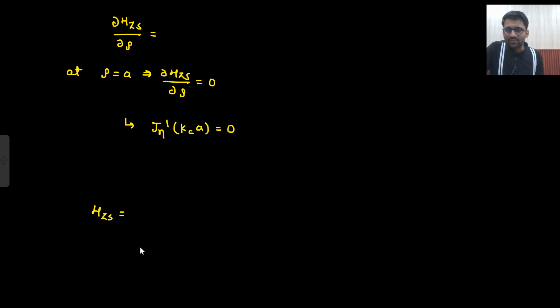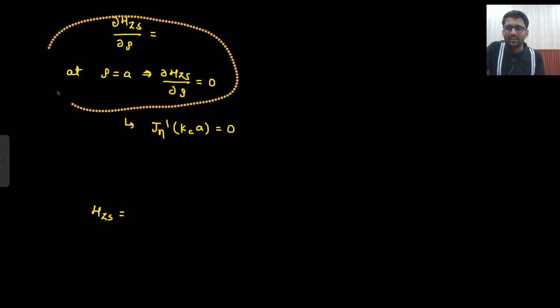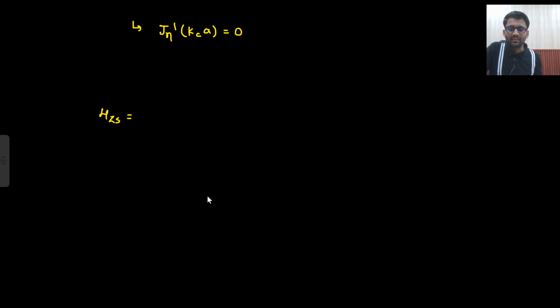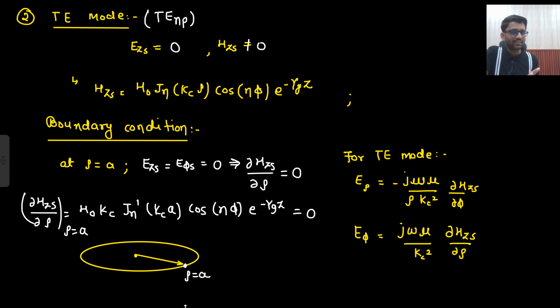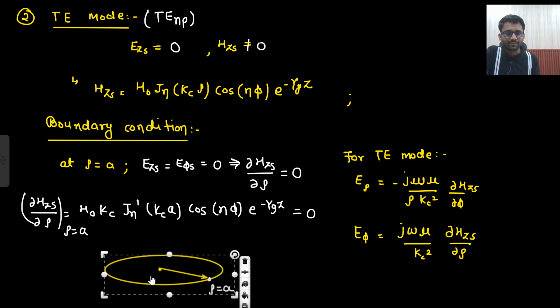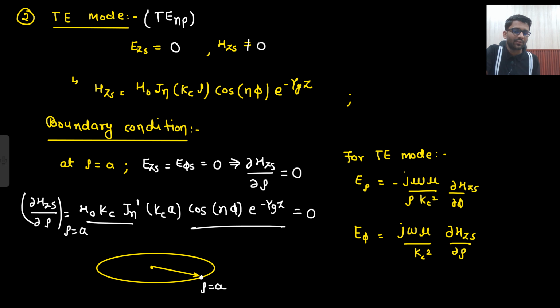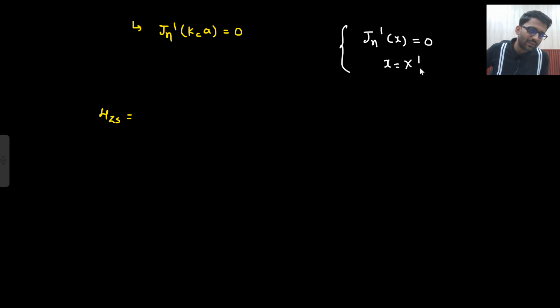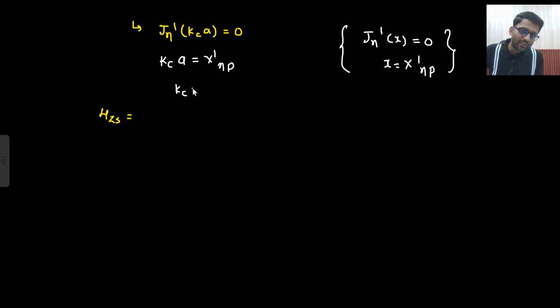Okay. So all these steps are gone because we have done all these steps already. Directly this step will be required, that Jn dash KcA will be 0. Why is Jn dash KcA 0? I hope you must have understood, right? Because this I am putting equal to 0, so this has to be equal to 0 only. Now what did I tell you? If Jn dash x is equal to 0, then x is equal to x dash np. This we have already studied. So here KcA is equal to x dash np. So Kc value is coming out to be x dash np by A.